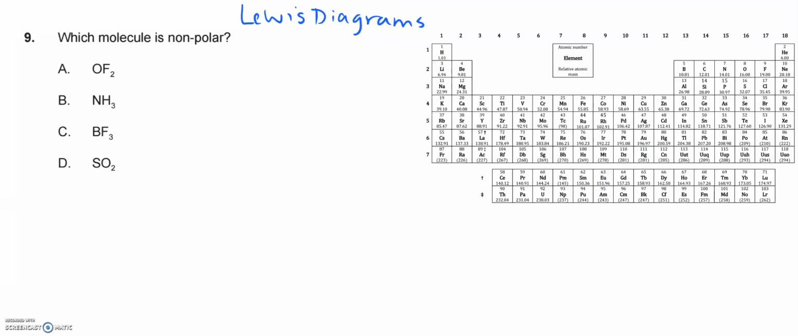So OF2, I'm just going to highlight where these are on here. OF2, NH3, BF3, and SO2. So those are all the elements that we're dealing with. We need to know how many valence electrons each of these have. And we learned a shortcut after we had done all of the electron configurations and figured out how to reason through it. We've determined that there was a shortcut that we could take to identify how many valence electrons we had for a lot of the elements on the periodic table.